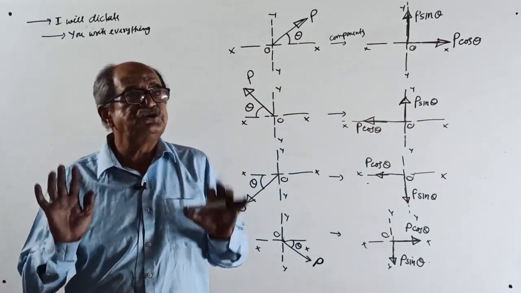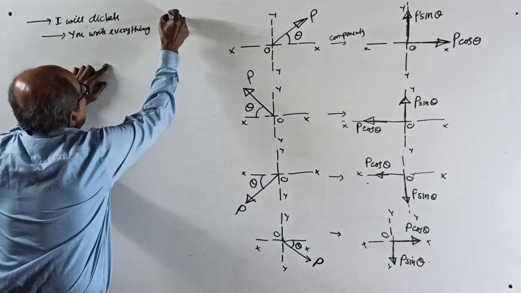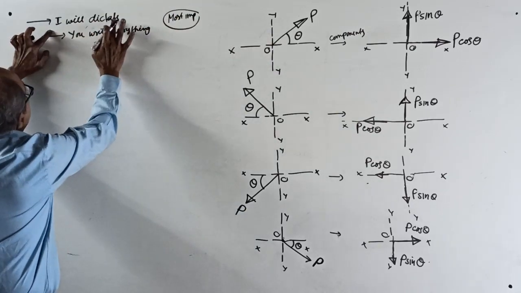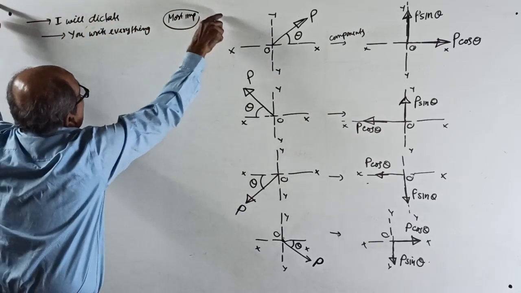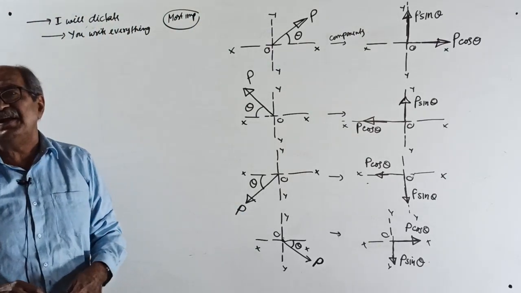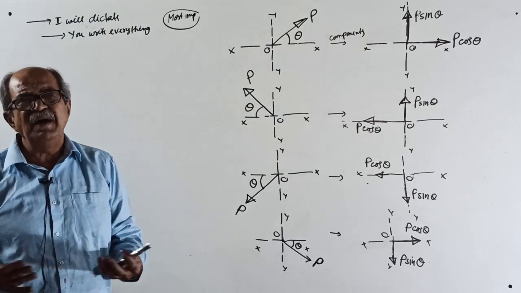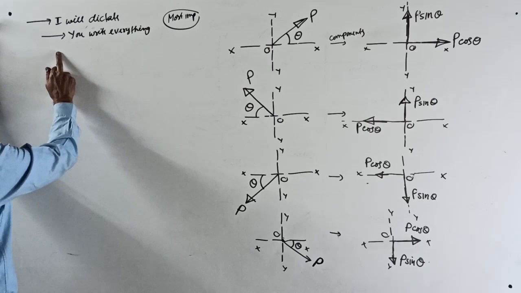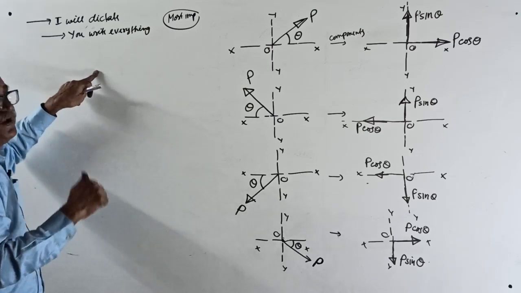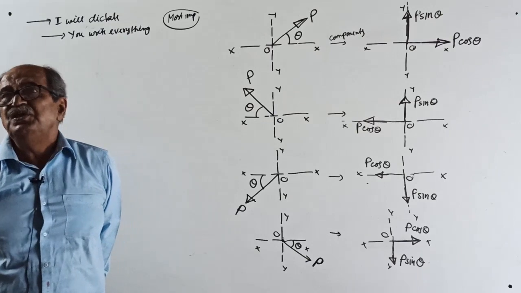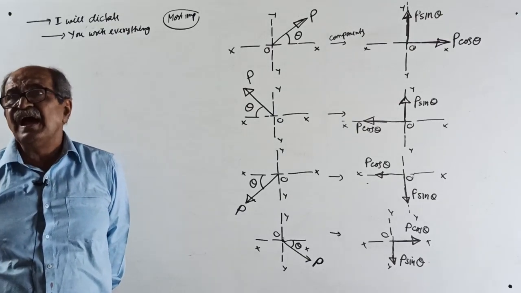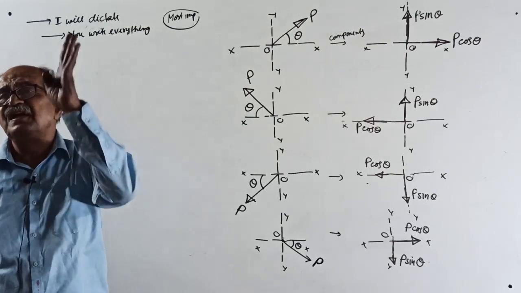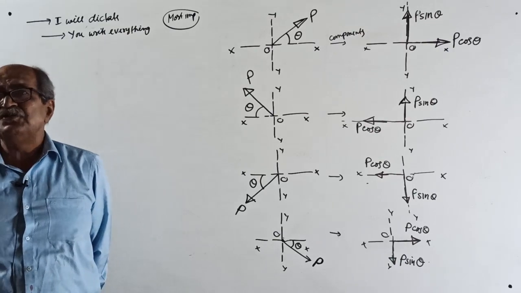Now, most important for our course. I will dictate, you write. In a box, you write here. Those who are serious, they will write. Those who are not serious, I am not bothered about them. It is already decided, or we already confirmed, that with whichever axis you consider the angle, that component is cos, and the other perpendicular direction component is sine. Force into cos, force into sine.